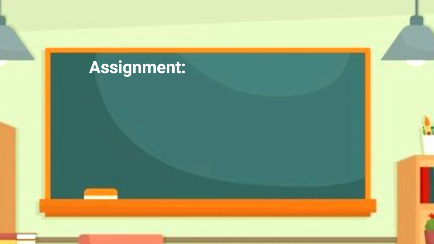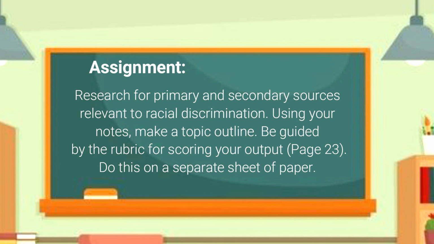For your assignment, research for primary and secondary sources relevant to racial discrimination. Using your notes, make a topic outline. Be guided by the rubric for scoring your output. Do this on a separate sheet of paper.